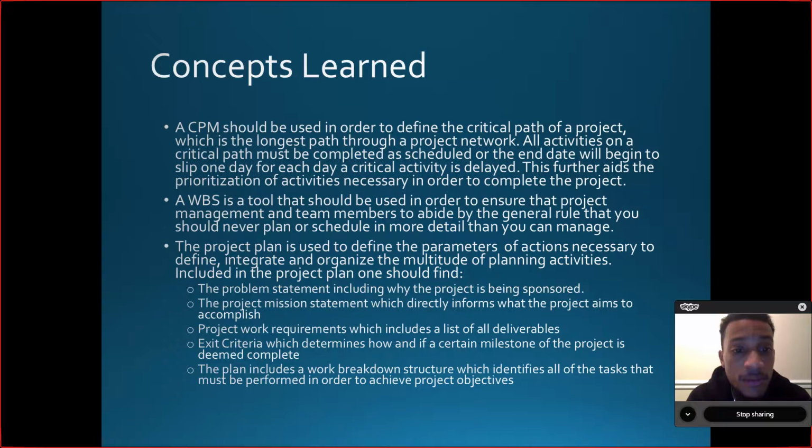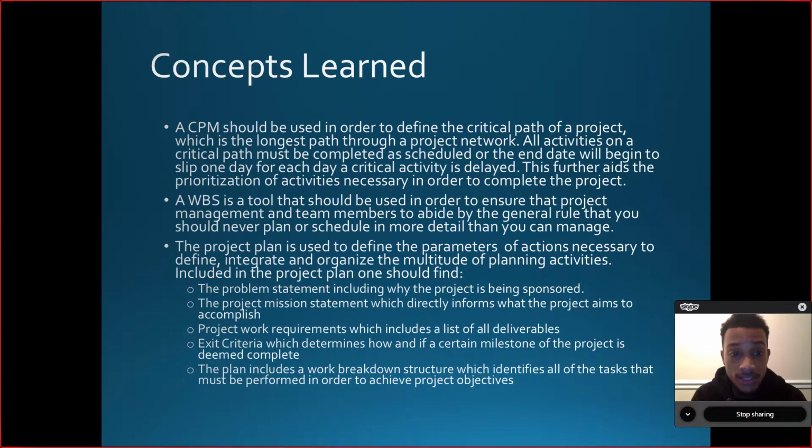A CPM should be used in order to define the critical path of a project, which is the longest path through a project network. All activities on a critical path must be completed as scheduled, or the end date will begin to slip one day for each day a critical activity is delayed. This further aids the prioritization of activities necessary in order to complete the project.